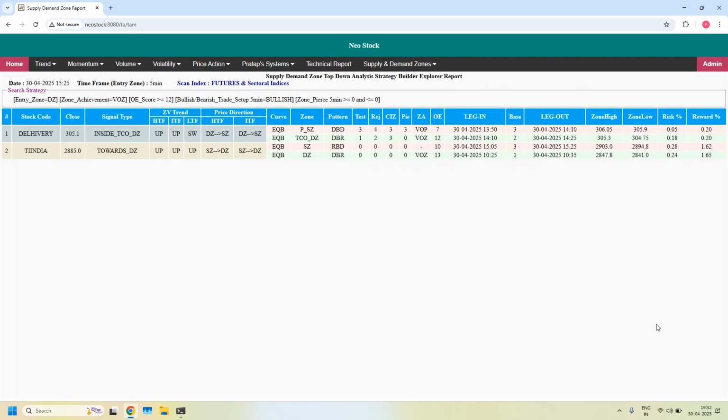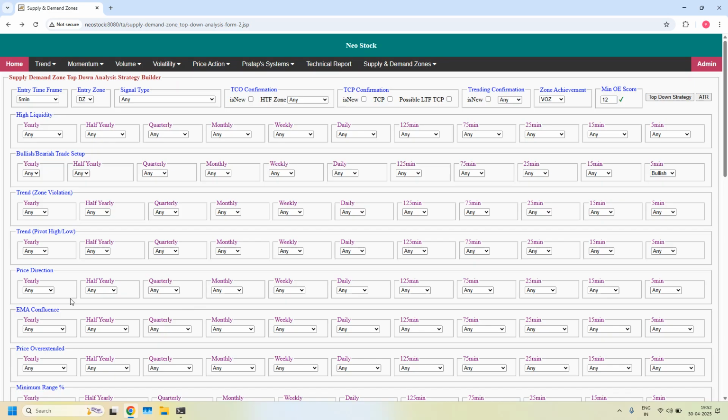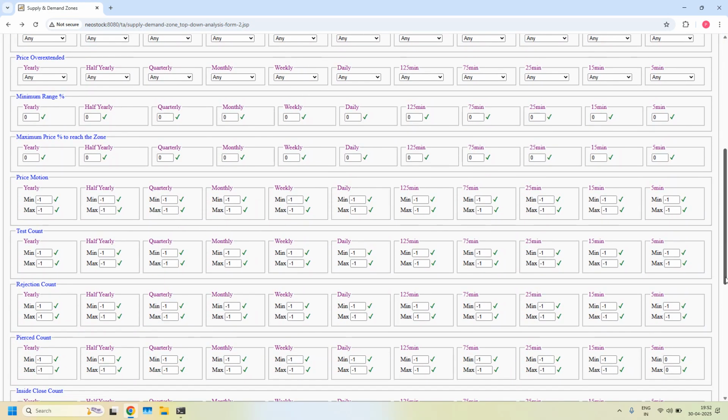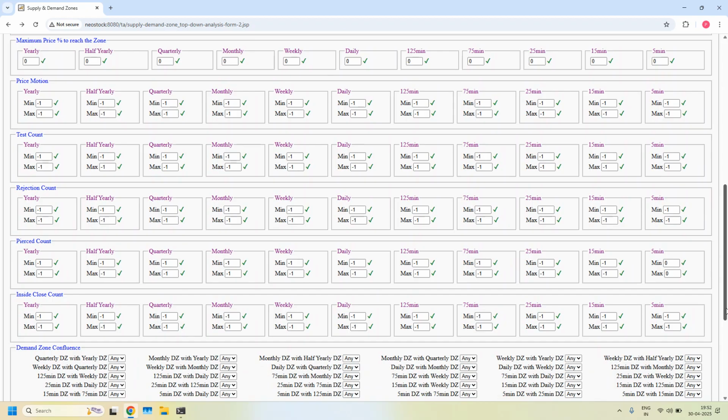Bullish trade setup for hourly income trade. Let's check any high probability trade setup supported demand zones are available. First 5 minutes and 15 minutes demand zone Confluence, let's verify.